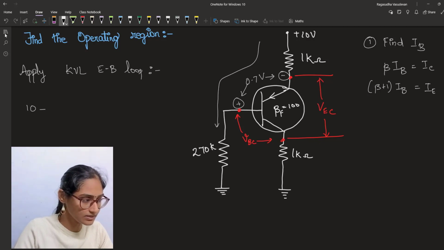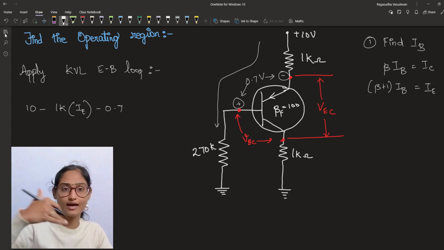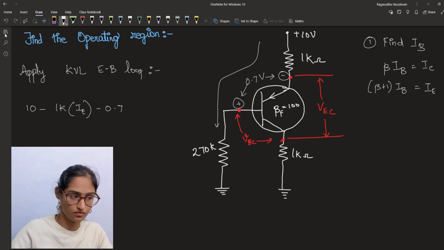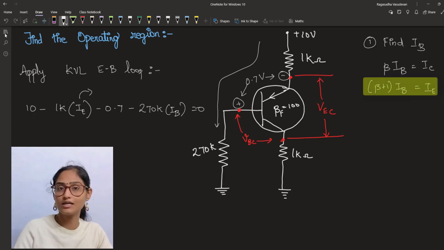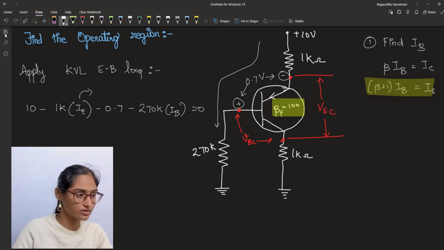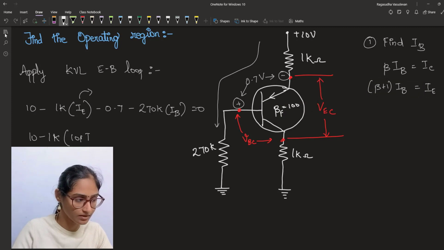10 minus 1K into emitter current, minus 0.7 volt, because it has to cross that junction, which is 0.7 volt, minus 270 kilo ohm into base current is equal to 0. What is IE? IE is beta plus 1 IB. What is beta? Beta in this problem is 100. So it is 10 minus 1K into 101 IB.